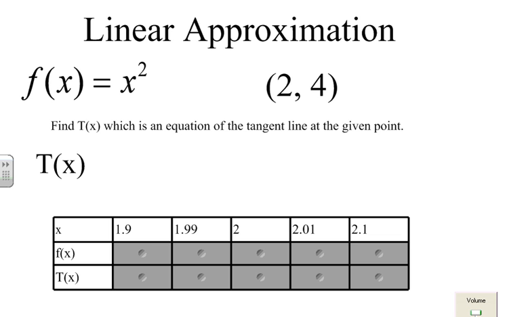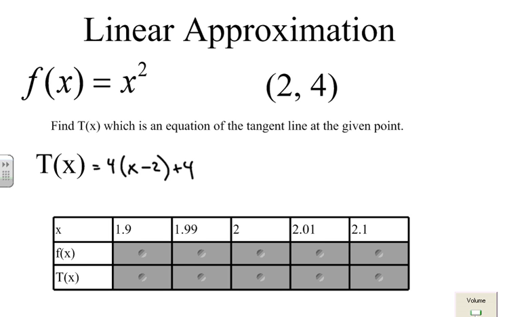So if we take this, we have our tangent line. And you can do this at home, plugging in some different values. We had 4 as our value, and we found our slope, so it's x minus 2 plus 4. So this is our tangent line, T of x. And let's plug in the different values.